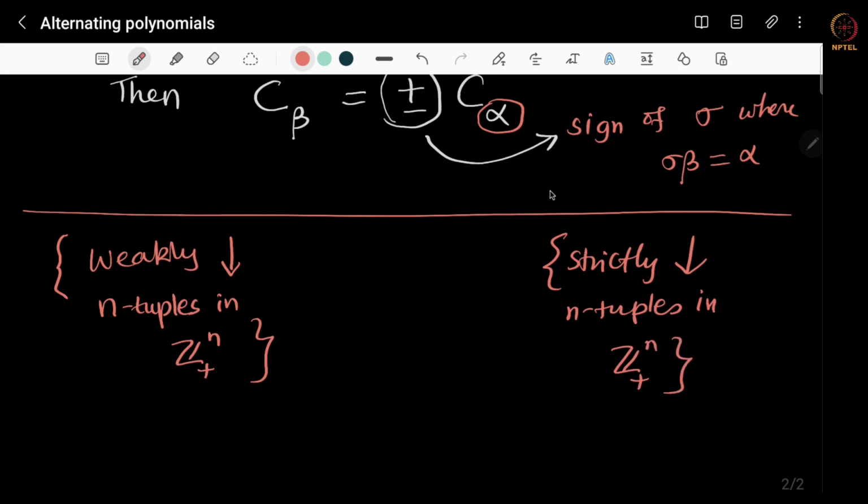Okay, the left hand side is what occurs when we talked about symmetric polynomials. The right hand side is what occurs when we talked about alternating polynomials. And these two are actually closely related. There is a bijective map, if you wish, which maps this to that. Okay, and what is that map?